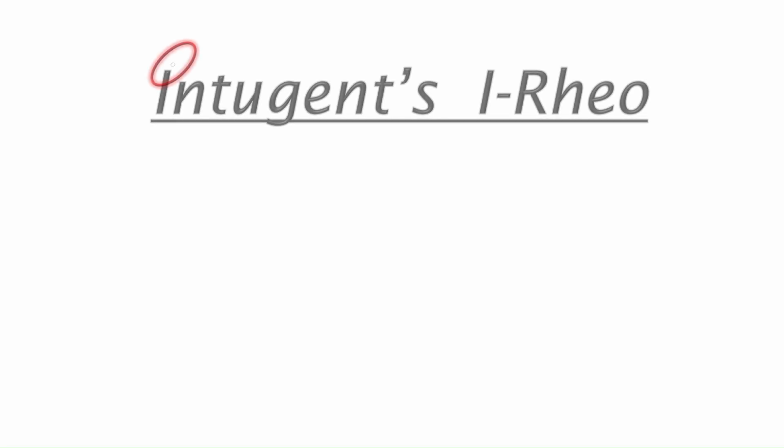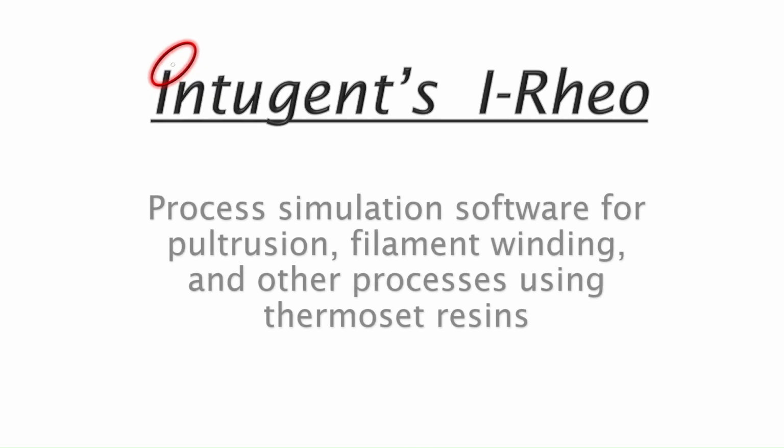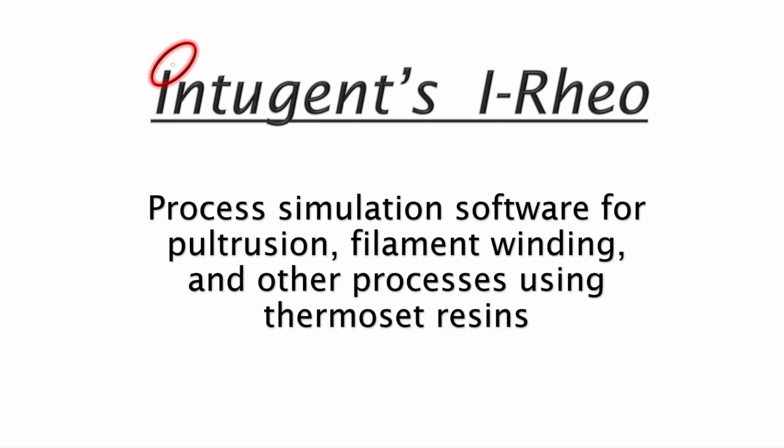I-Rheo is a state-of-the-art software that can be used to simulate various industrial processes using thermoset polymer systems. These processes include filament winding, pultrusion, coatings, and adhesives, and many others. With its highly efficient algorithms and an interface designed for process engineers, users do not need to have any background in math modeling or finite element analyses.